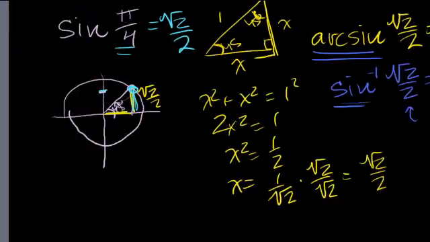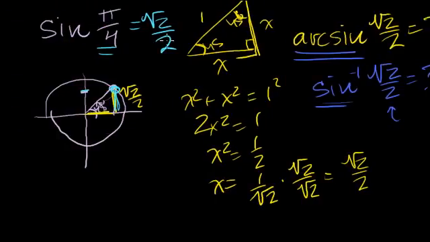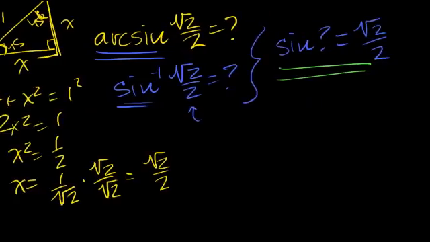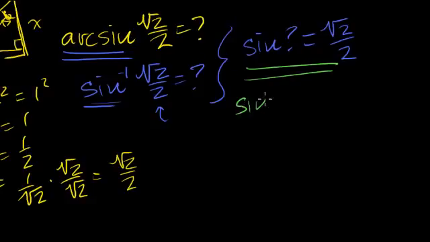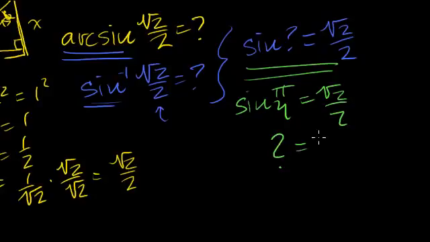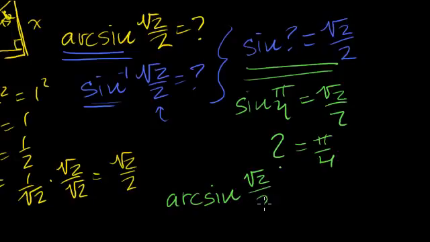Well, I just figured out that the sine of pi over 4 is square root of 2 over 2. So in this case, I know that the sine of pi over 4 is equal to square root of 2 over 2. So my question mark is equal to pi over 4. Or I could have rewritten this as the arcsine of square root of 2 over 2 is equal to pi over 4.